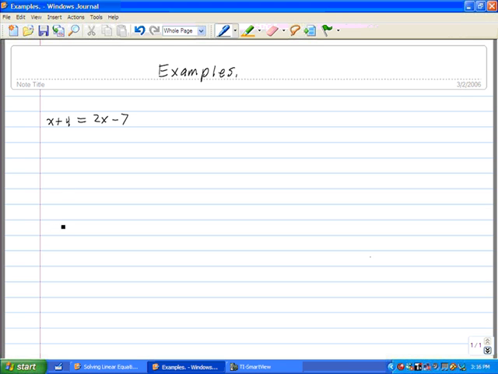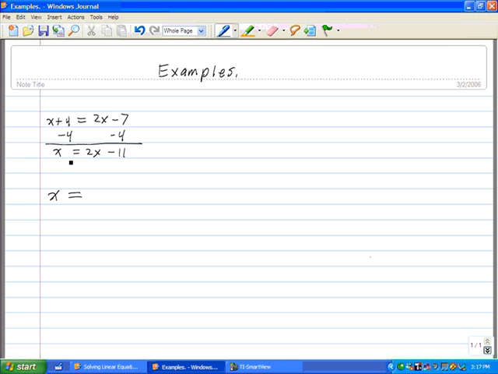Now typically we want to end up with the x on the left-hand side. As I look at this first term, it is a variable term, and it is exactly where I want it to be, so I won't try to move it. The 4 is a constant term, and that is something I want to move. So I will subtract 4 on both the left and the right-hand side, and I will get x equals 2x minus 11.